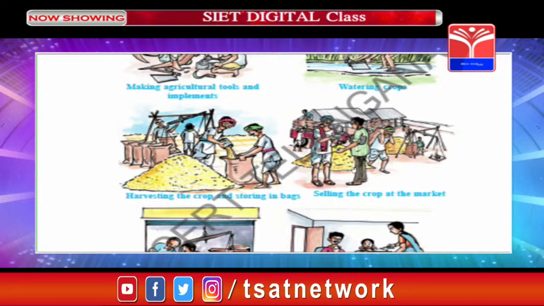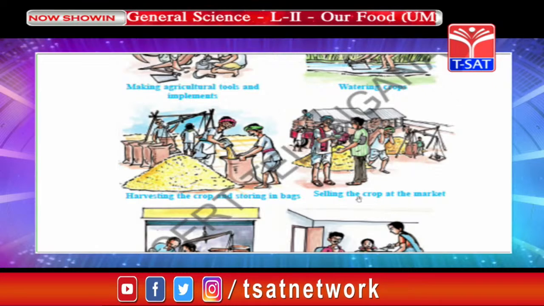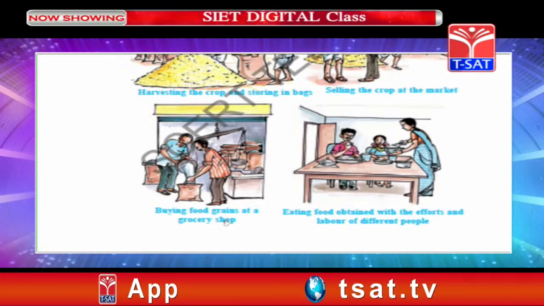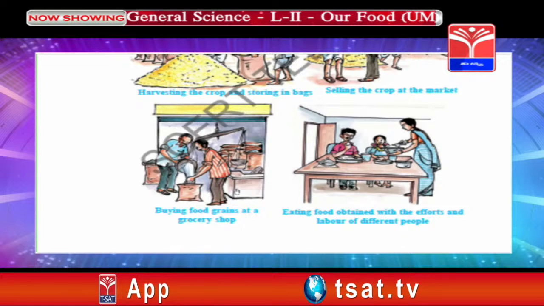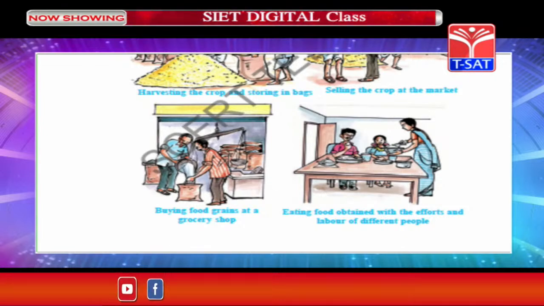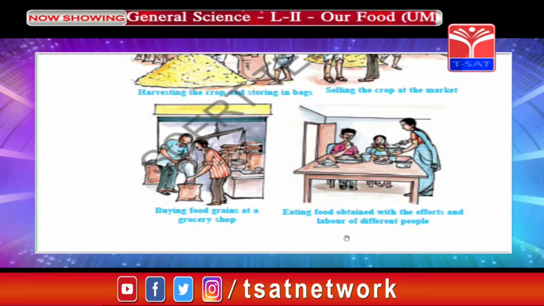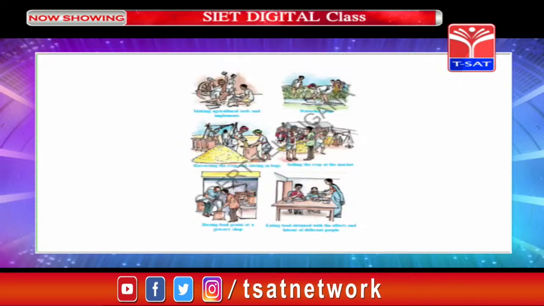And after that these grains are sold at the market, and from the market the grains go to the retail shops. From there we get them into our house. So children, now we have seen how food is getting onto our plates. So we should not waste food.